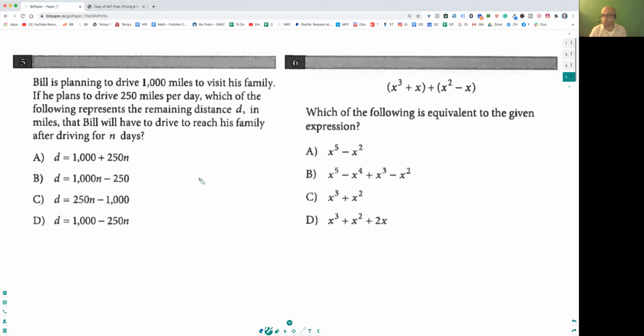So some people are shaky on this problem. This problem is so easy, guys. Don't mess this one up.